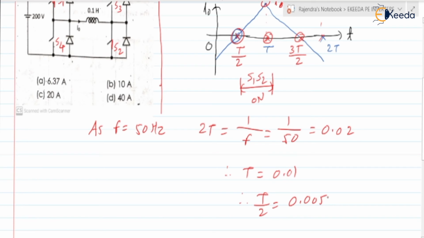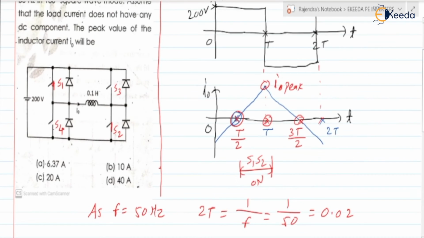Are you getting the point? So this is very important, because this instant, this time is only T by 2. This time is only T by 2. Are you getting the point?